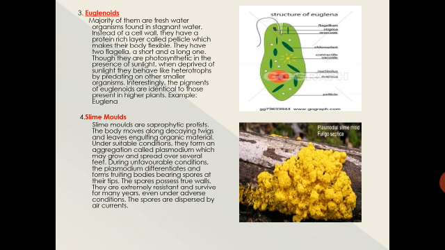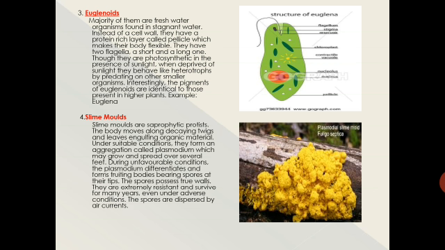So euglenoids include members which are majority freshwater, found in stagnant waters. Instead of a cell wall, they have a protein-rich layer called pellicle, which makes them flexible. They have two flagella, a short and a long. They are photosynthetic in the presence of sunlight, whereas in the absence of sunlight they behave as heterotrophs. So these were the characters of euglenoids.